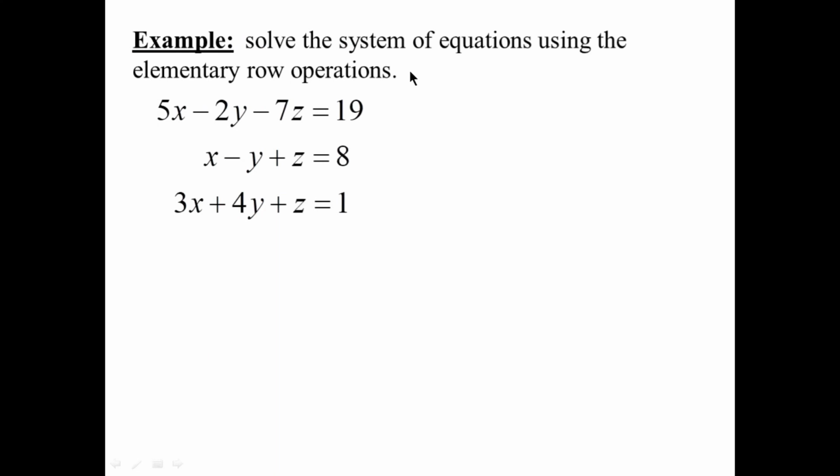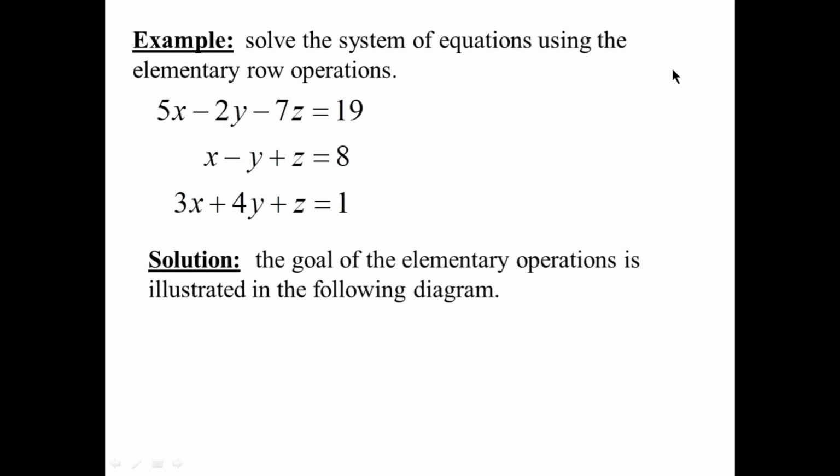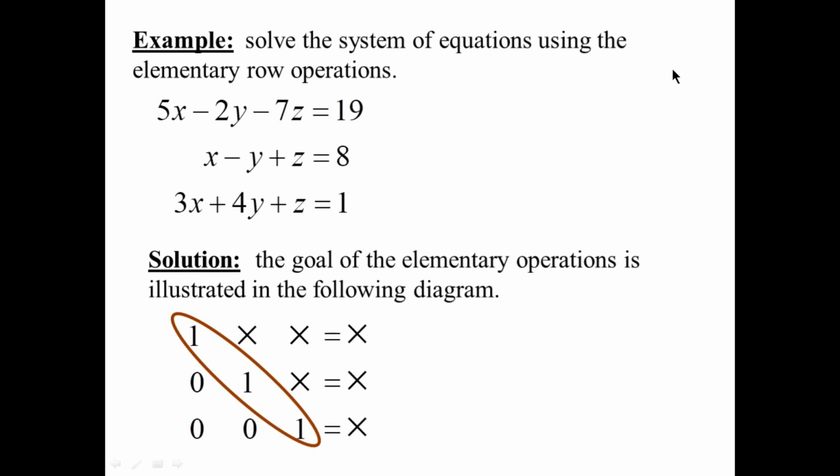Okay, let's do this with 3 equations and 3 unknowns. Solve the system of equations using the elementary row operations. And here it is, a system of equations, 3 of them. The goal of the elementary operations is illustrated in the following diagram. We want to make a row of ones happen here, right there. We want a row of ones.